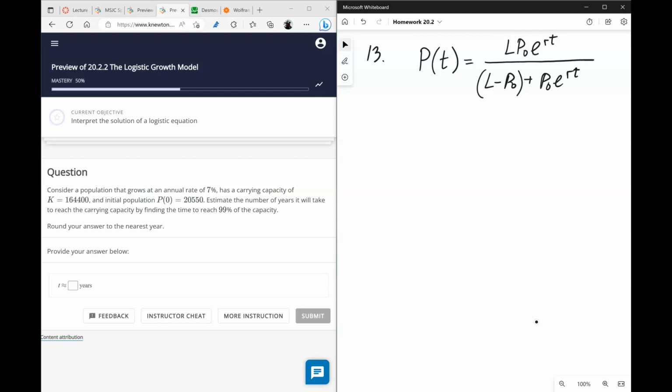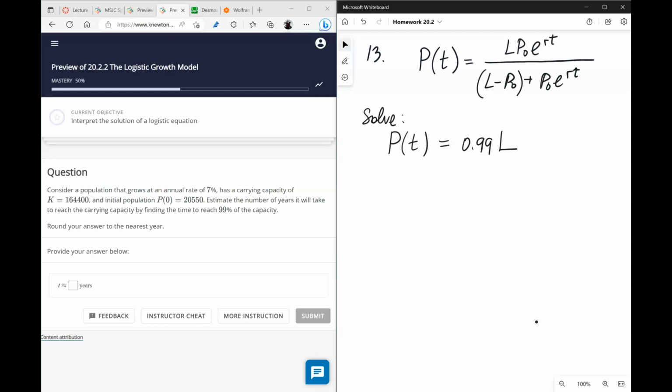Let's try to understand the question. Estimate the number of years it will take to reach the carrying capacity by finding the time to reach 99% of the capacity. So we're basically looking for this. We want to solve this equation. We want to find where the function is equal to 99% of the carrying capacity. That's what we want to do.